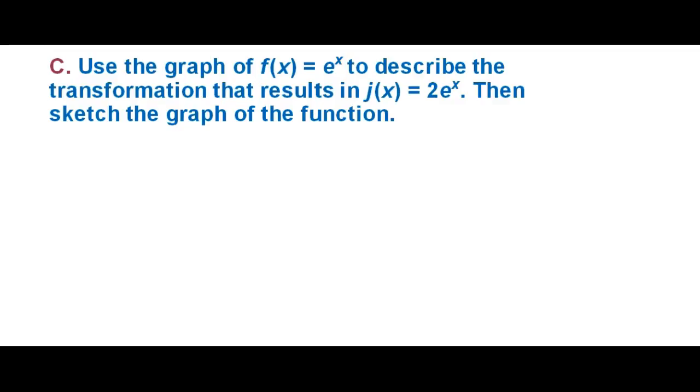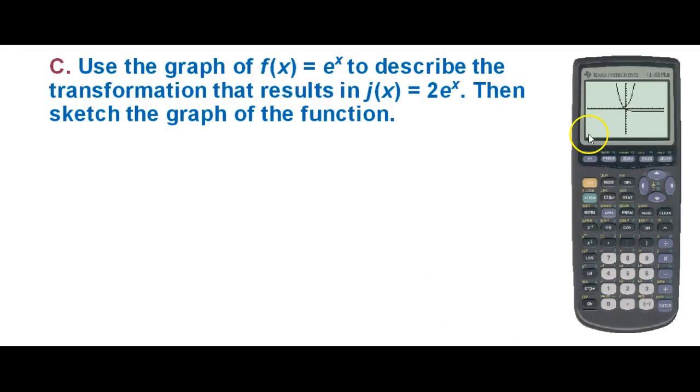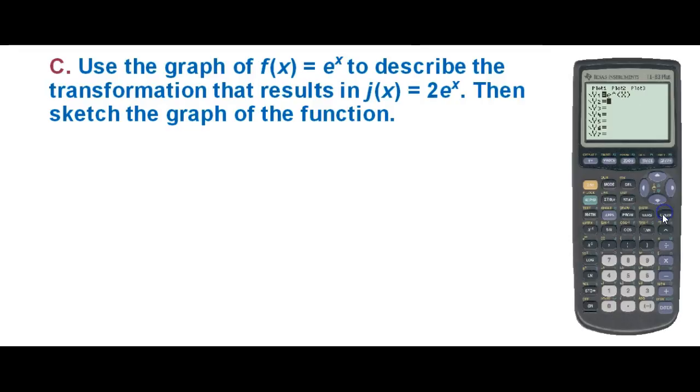Finally, this last function, j of x, is going to take 2 times e to the x. And notice it's affecting the base, so it's outside the function. And that means it's going to affect the graph vertically. So what that should do is stretch the graph vertically by a factor of 2. So let's bring up the calculator, get rid of this function, and we have 2 e to the x, and let's graph it. There's the first one, and the second one does appear to be pulled, expanded from the top and the bottom.